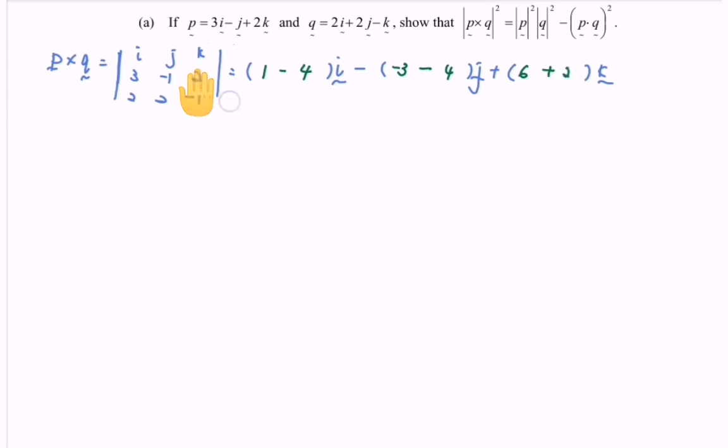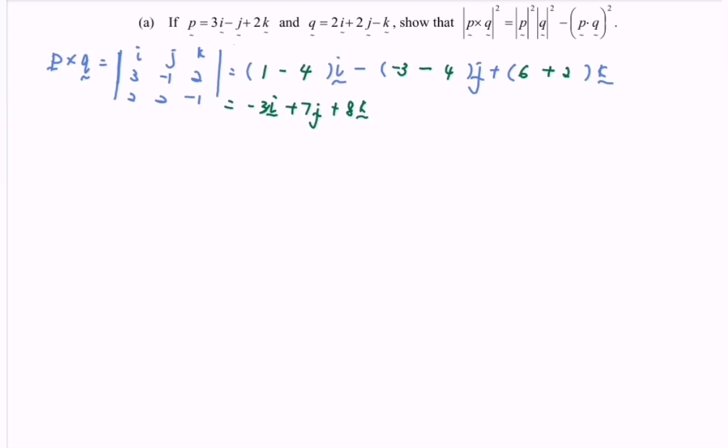So here we have i, j and k. Substitute the vector P, so we have 3, negative 1 and 2. Then we have 2, 2, negative 1. So here we have i, j, then k. So kindly close up the situation. First, look at the i. Close up the i, so we will have 1 and 4. Close up the j, we have negative 3 and then 4. Close up the k, we have 6 and then plus 2. So P cross Q is negative 3i, positive 7j, and then positive 8k.